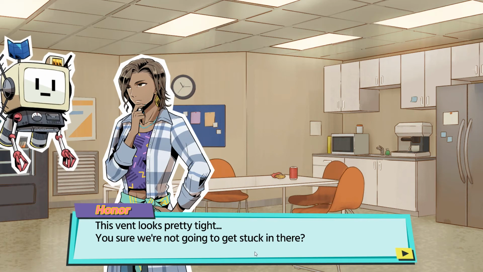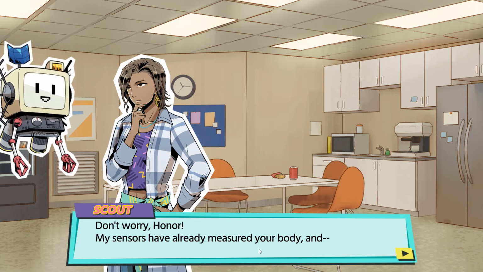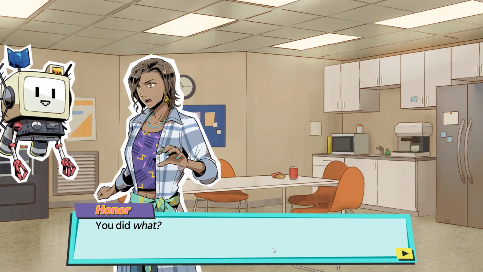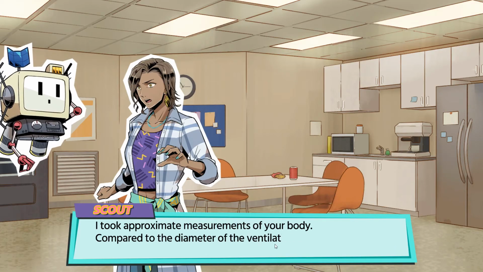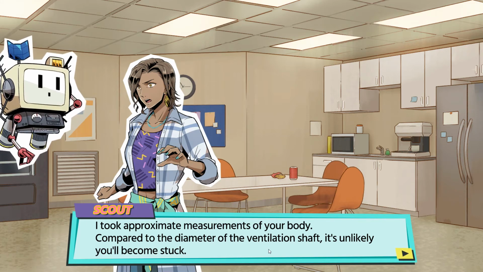This vent looks pretty tight. You sure we're not going to get stuck in there? Don't worry, Honor. My sensors have already measured your body and... You did what? I took approximate measurements of your body. Compared to the diameter of the ventilation shaft, it's unlikely you'll become stuck.